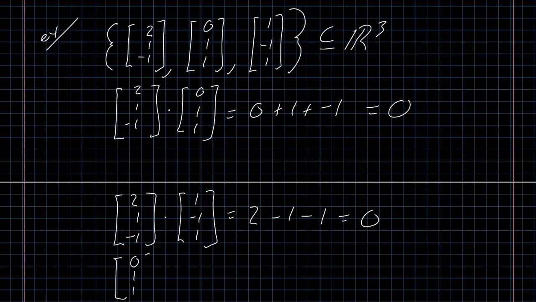0, 1, 1, dot with 1, negative 1, 1 is going to be 0, and negative 1, and positive 1, which is in fact 0. Right, so we can show pretty readily that this set is an orthogonal set.